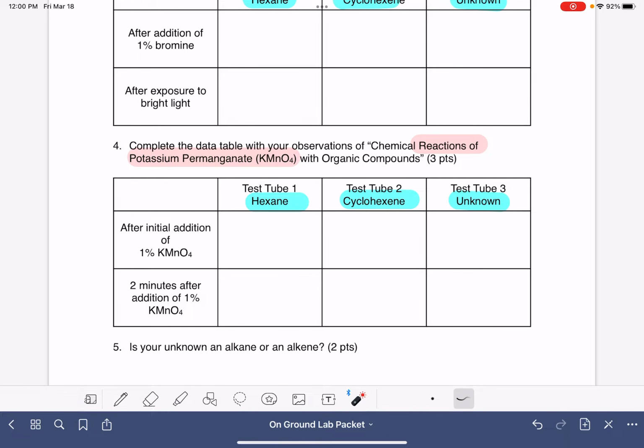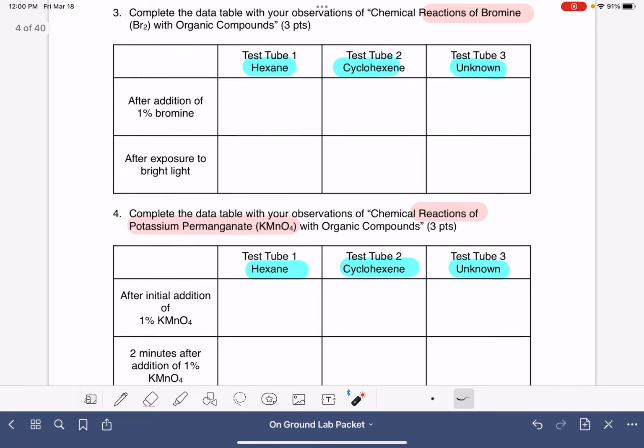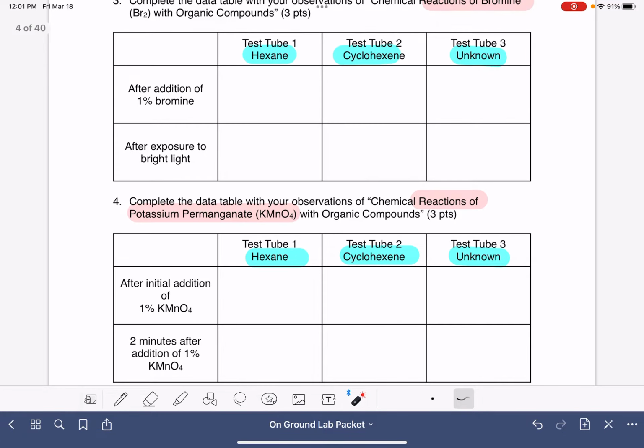Down on question number 5, you're going to answer whether your unknown is an alkane or an alkene. This is one or the other. And to answer this question, you're going to be comparing your observations from these two data tables. Hexane is an alkane, and cyclohexene is an alkene. Let me make a note of that. This is our alkane. So this is like our reference for alkanes, and this is our reference for alkenes.